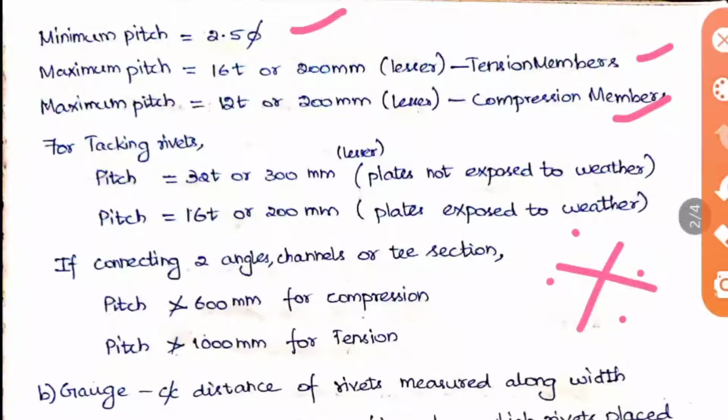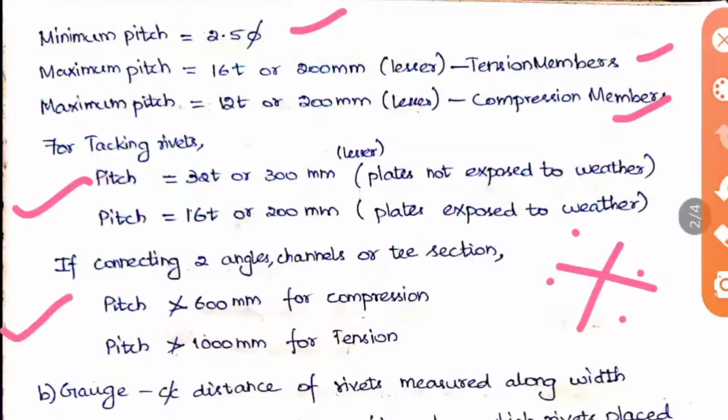Okay, and I have told you, special rivets are there, tacking rivets. For that, the pitch should be 32 times the thickness of the plate or 300 mm, for plates not exposed to weather. If the plates are exposed to weather, it should be 16 times T or 200 mm. Okay, and another special case is given here, that is angles, channels and T sections.